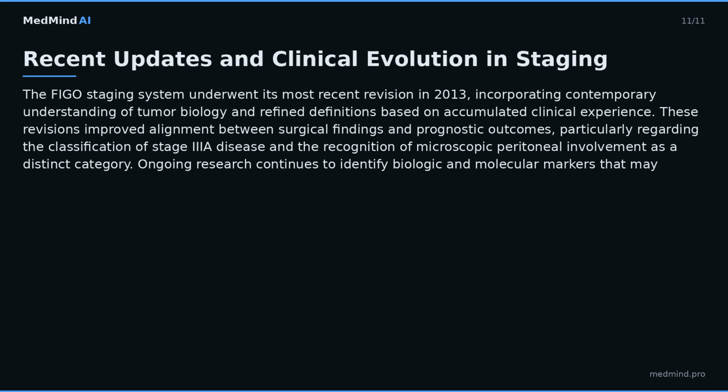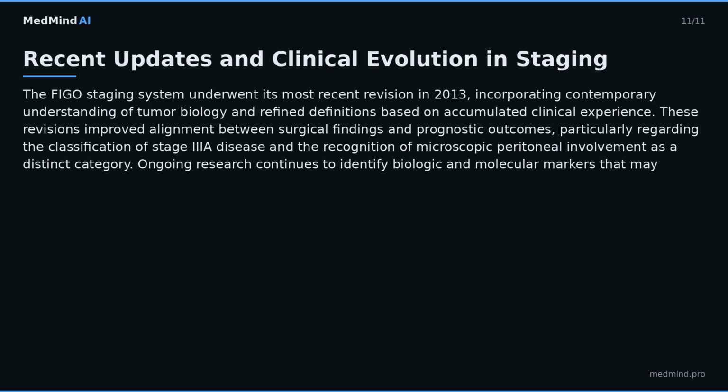Recent updates and clinical evolution in staging. The FIGO staging system underwent its most recent revision in 2013, incorporating contemporary understanding of tumor biology and refined definitions based on accumulated clinical experience. These revisions improved alignment between surgical findings and prognostic outcomes, particularly regarding the classification of stage III disease and the recognition of microscopic peritoneal involvement as a distinct category.